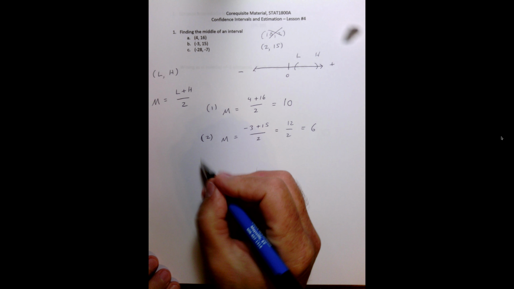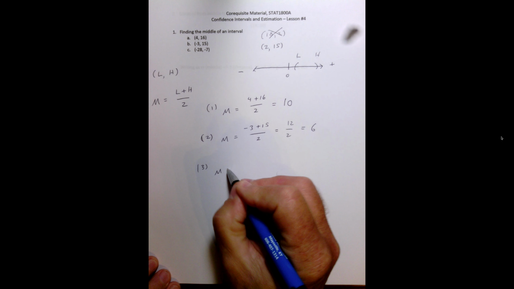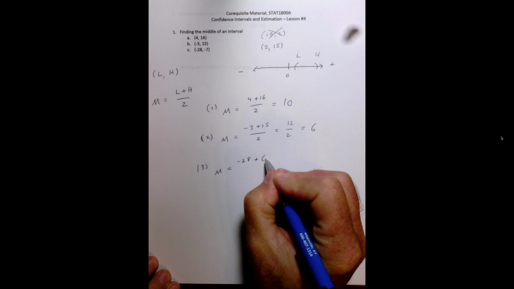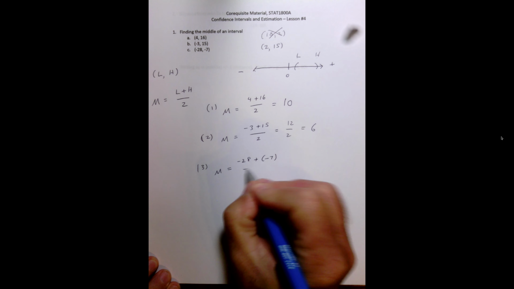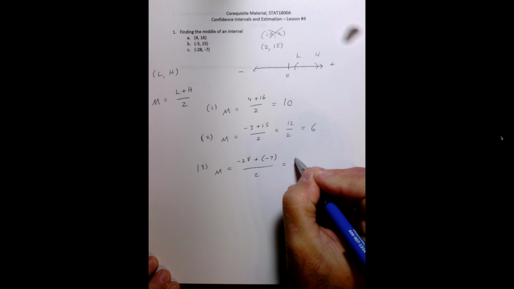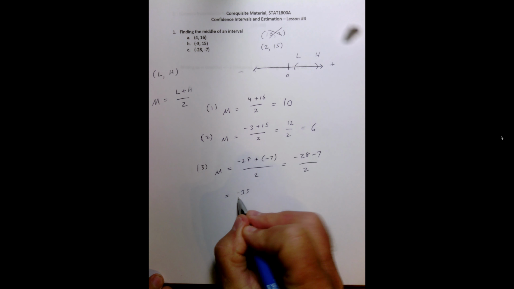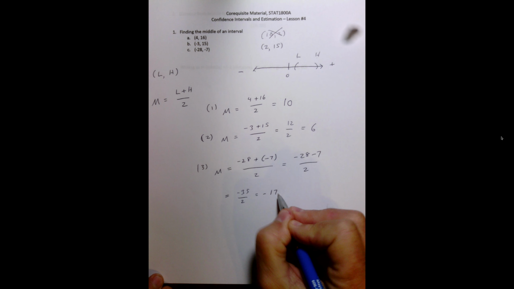Now the real test is when both of these are negative. So I get negative 28 plus a negative 7 over 2, which is the same thing as negative 28 with a plus and a minus, so that's just negative 28 minus 7 over 2. I can see this as negative 35, so the middle is negative 17.5. Whatever, maybe you can't see that, okay?